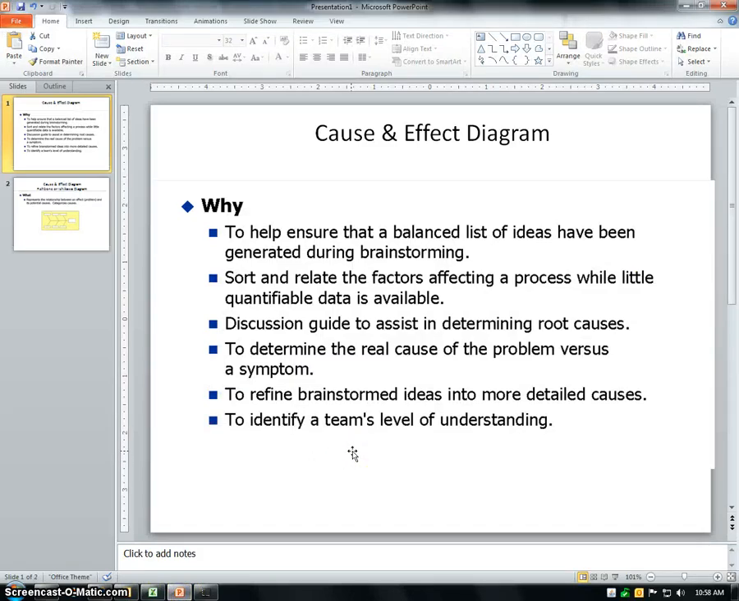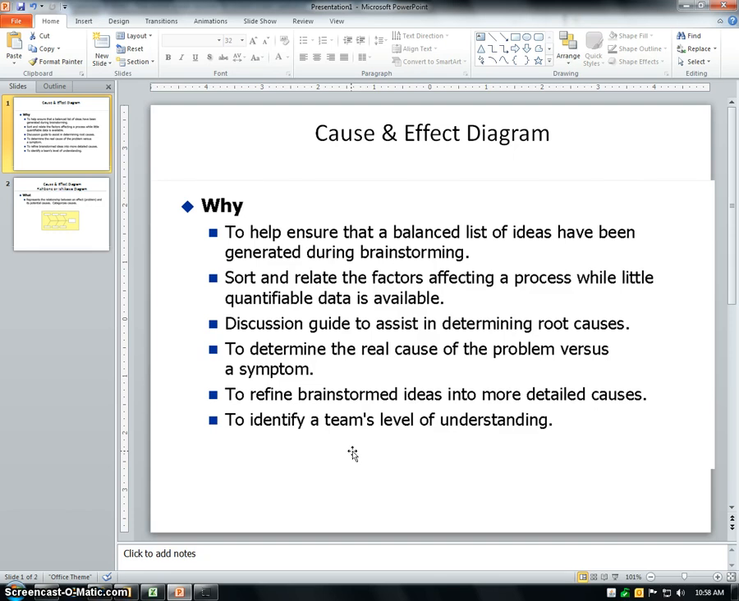Okay, we're going to talk about a cause and effect diagram. Just spend a couple minutes explaining what it is, and then we're going to try to go through a quick tutorial so that you'll be able to create one for yourself. A cause and effect diagram is really just a simple tool to help make sure that when we're brainstorming, we get a balanced list of ideas, that we don't just get focused on one area or one type of cause for an effect.